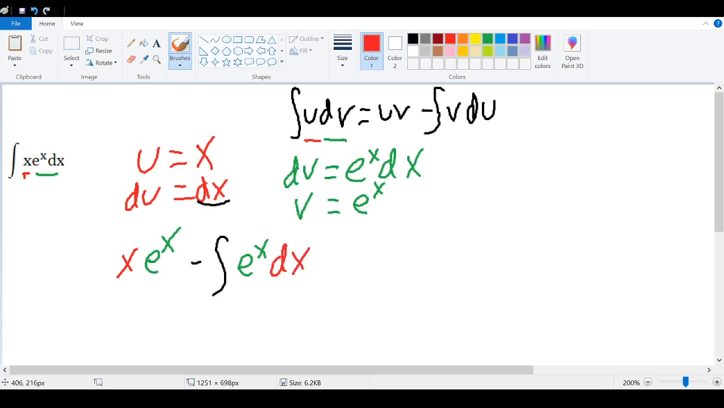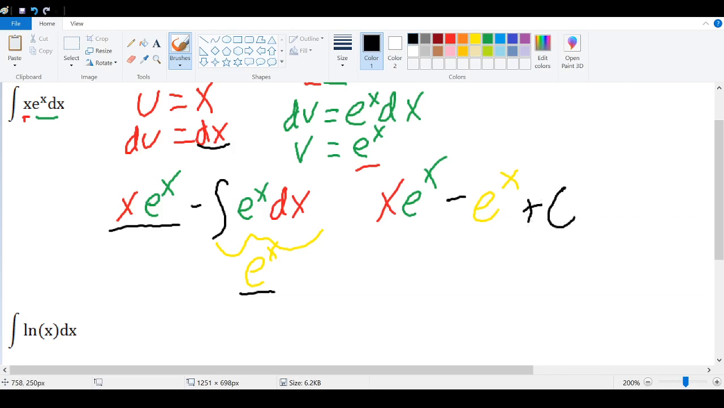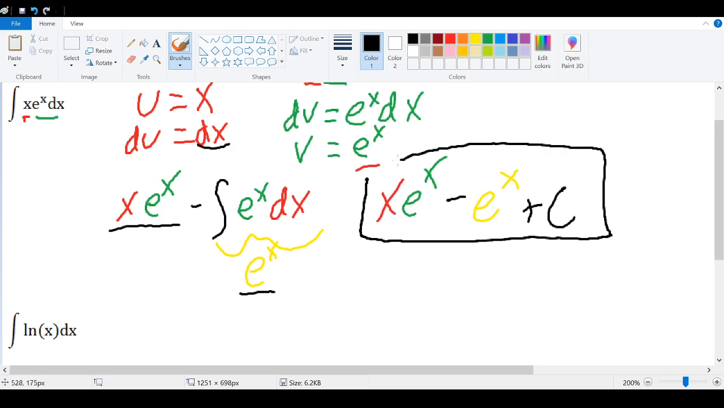All right, but we know the integral of e to the x dx. We did it already here. The integral of e to the x dx, that's just e to the x. So this entire thing becomes e to the x. And so when we put everything together, this and this, we now have the answer is x e to the x minus e to the x. And then because we have an indefinite integral, we have to put a plus c. All right, and that's our answer.